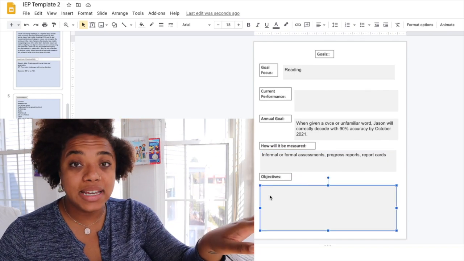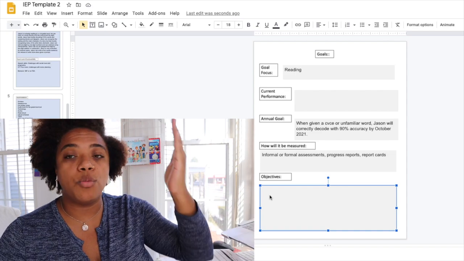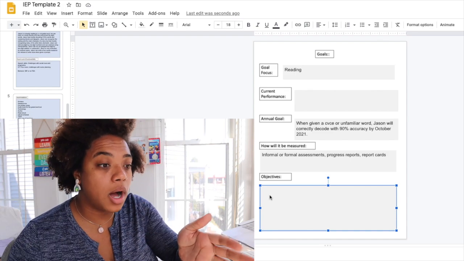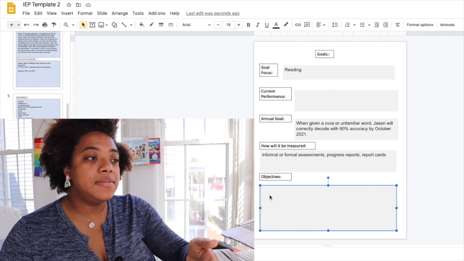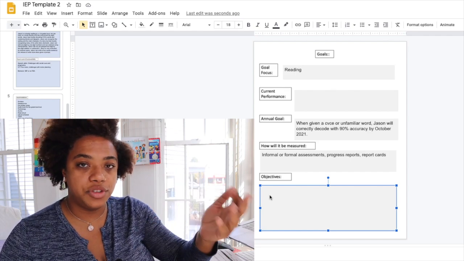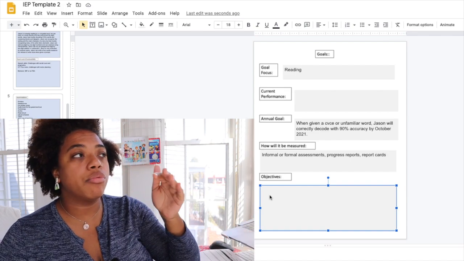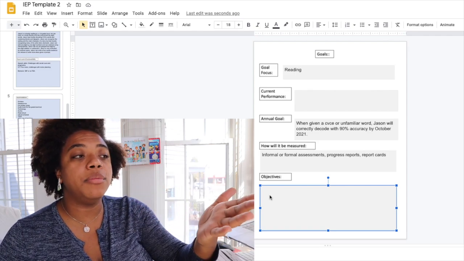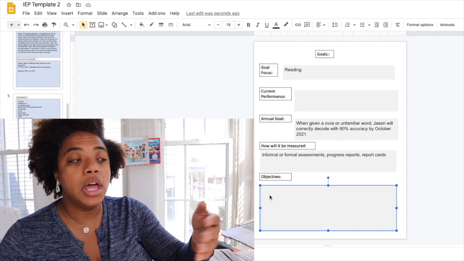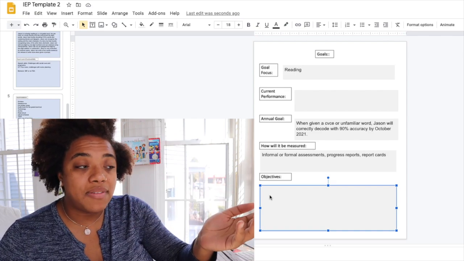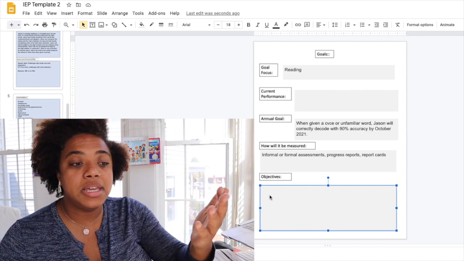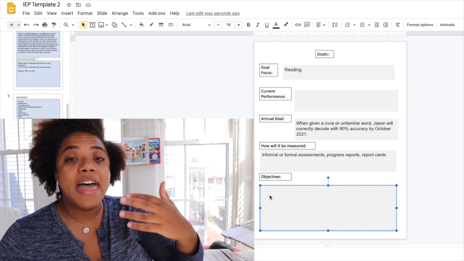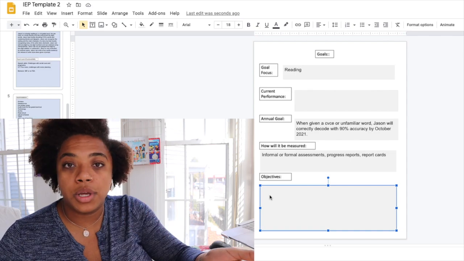When it comes to objectives, it also depends on what the goal is. And the way I look at objectives, and obviously people can look at them however you want, but to me, objectives are the building blocks of the goal. So I really think hard about what the goal is saying. For this, it's about unfamiliar words or words that are challenging for him. So I might make an objective about CVCE words, and then another objective about blends and digraphs, and then another objective about unfamiliar words.